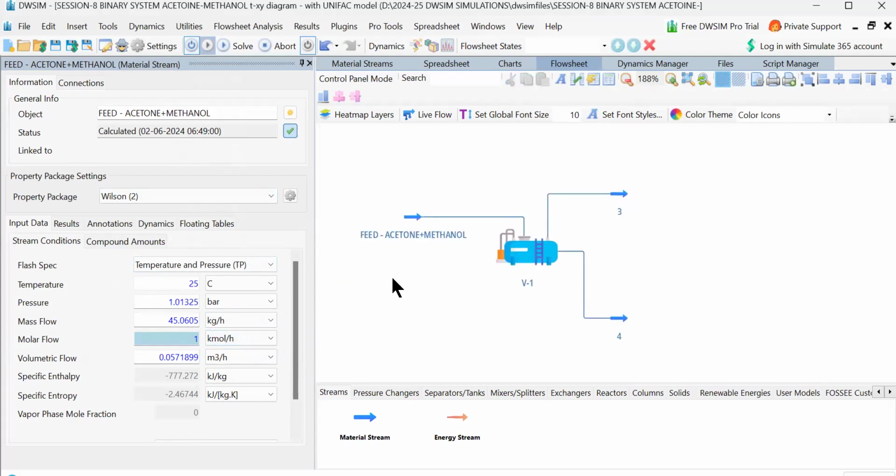But what is the concern here? The concern here is to understand. See, in the previous lecture, I used Wilson as the thermodynamic model. In this, I am trying to understand what the VLE curve or VLE behavior is with the UNIFAC model also.